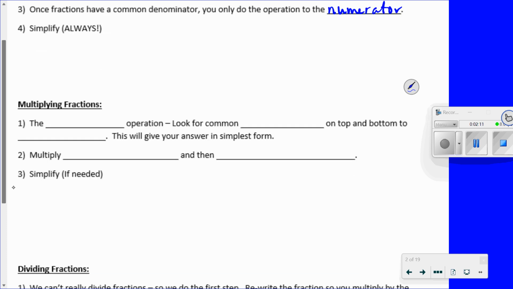Multiplying fractions. Guys, this is the easiest operation. Multiplying is super easy. I'm going to add a step to try to help make it easier for you. Look for common factors on top and bottom. Key there, your numbers 2, 3, 5, 7. Look for places where I can reduce the top and the bottom. If I've got a common factor, I can pull it out of both of them to make the math easier. To reduce is the term we're using. I'm going to try to reduce those if I can. If you do this step, it will give you the answer in simplest form.